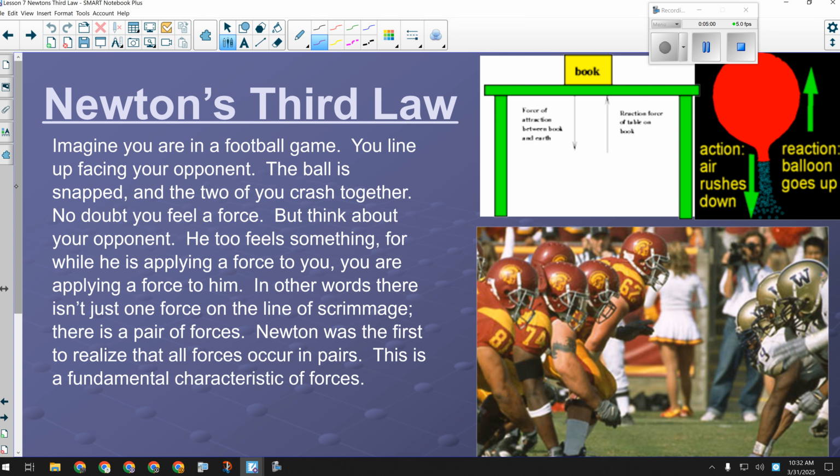If you let it go, that reactive force forces the air back out of the balloon and it flies all over the place. Everybody with me on that? The same is true for rockets. This is how rockets work.